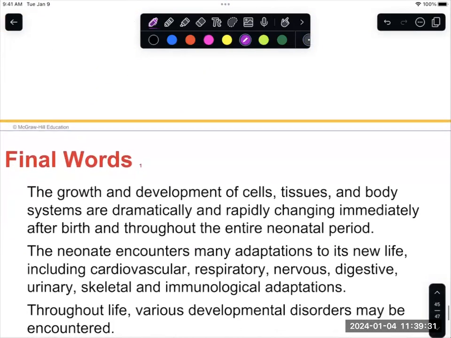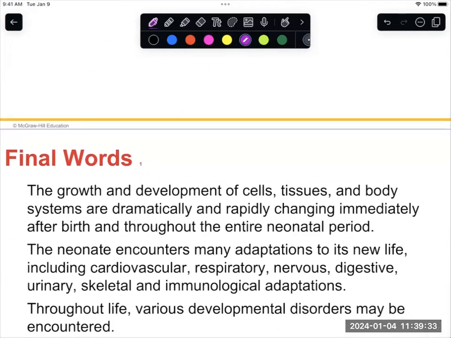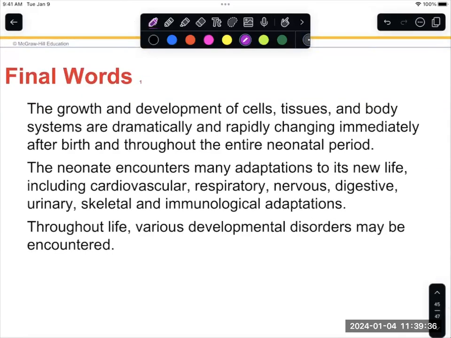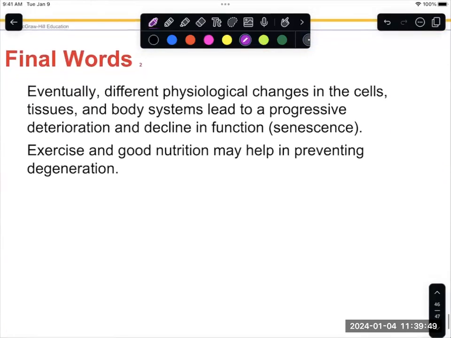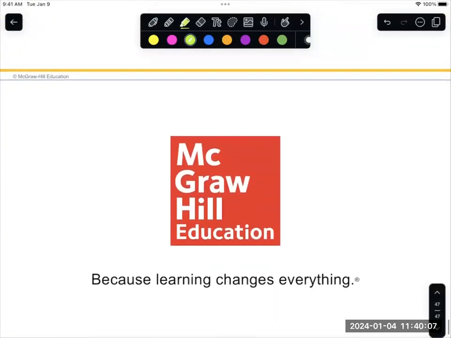And this is everything from growth and development through geriatrics. As we get older, everything just starts to decline. That's just part of life. There are ways to prevent it, like exercise and good nutrition can help prevent some of that degeneration. Exercise is a big one. It can keep your bones strong. It'll keep your muscles strong. It's worth it.